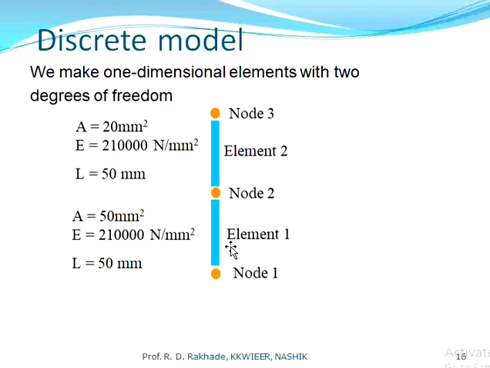So each element has two nodes. The bottom element is considered as element 1, the top element is considered as element 2. Element 1 has node 1, node 2, then element 2 has node 2, node 3. So node 2 is common for element 2 as well as element 1.